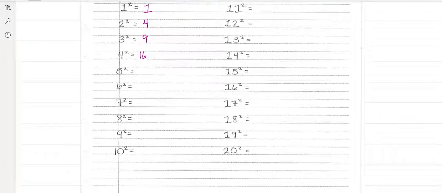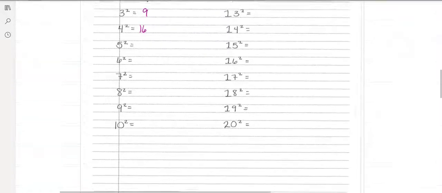Pause and complete that now, and then come back. We're not finished with the notes for this lesson.